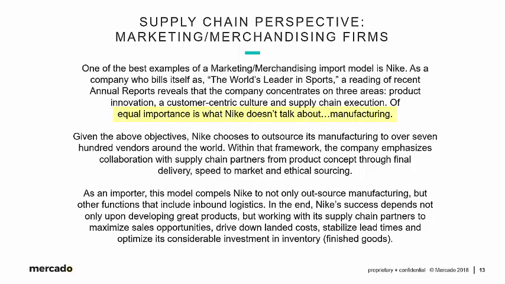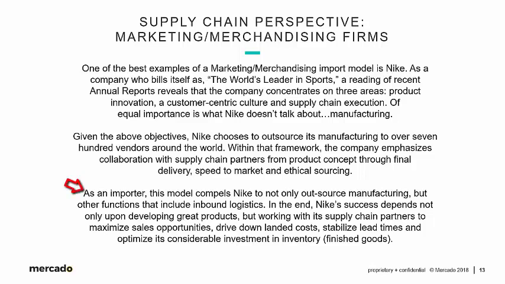Interesting to note, of equal importance in these annual reports is what Nike doesn't talk about: manufacturing. It's a different model. They don't make much of anything. So given the above objectives, Nike chooses to outsource its manufacturing, fundamentally impacting how it imports goods. It outsources manufacturing to over 700 vendors, and within that framework, the company emphasizes collaboration with supply chain partners, channel partners, as CSCMP refers to them, all the way from product concept, an idea in somebody's mind, through delivery, speed to market, and ethical sourcing.